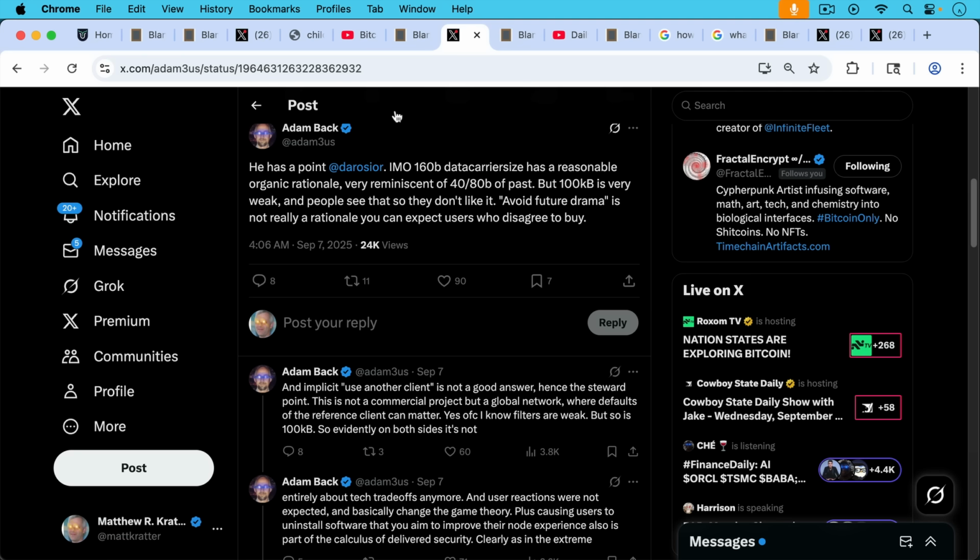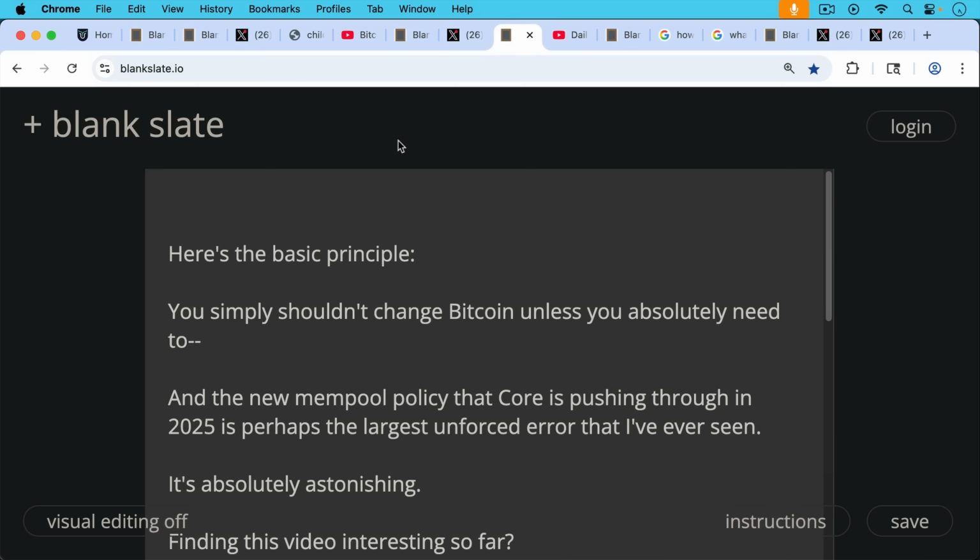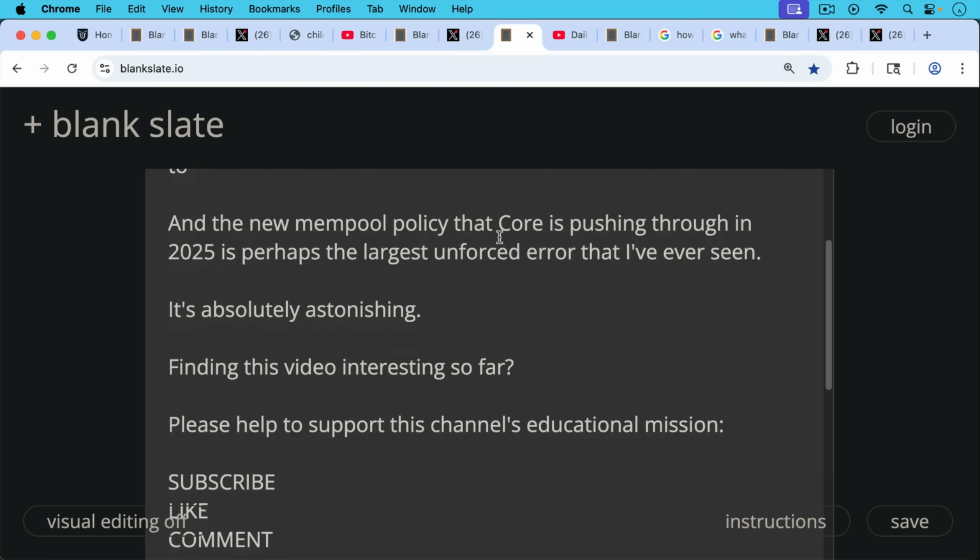Avoiding future drama is not really a rationale. You can expect users who disagree to buy. Here's the basic principle, of course, that we've been talking about for years. You simply should not change Bitcoin unless you absolutely need to. And the new mempool policy that Core is pushing through in 2025 is perhaps the largest unforced error that I've ever seen. It's absolutely astonishing.